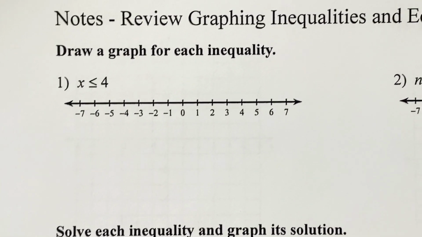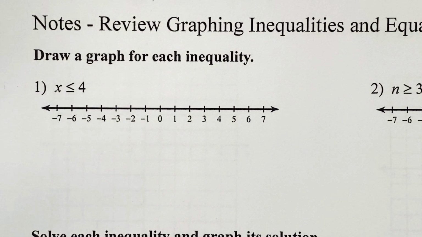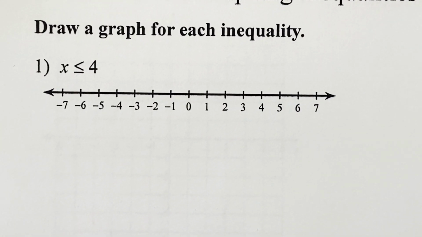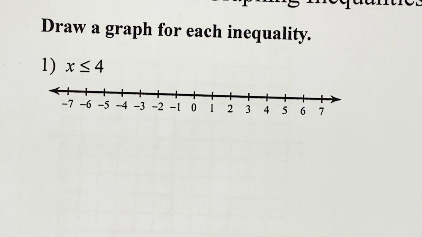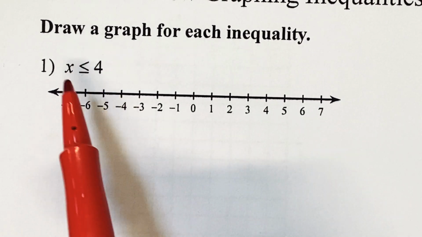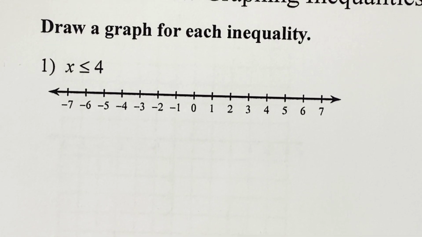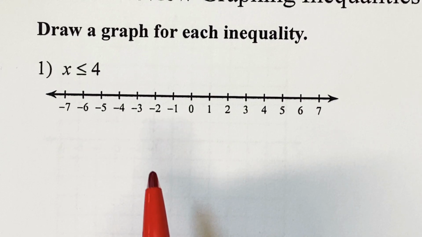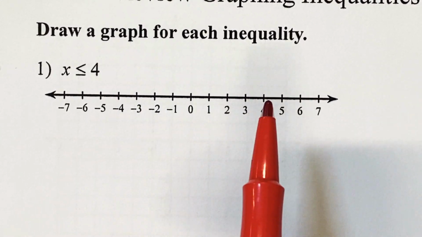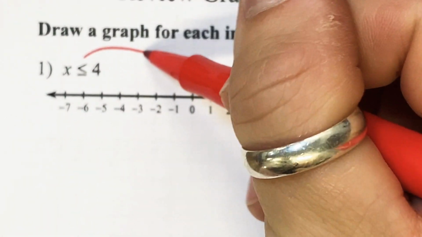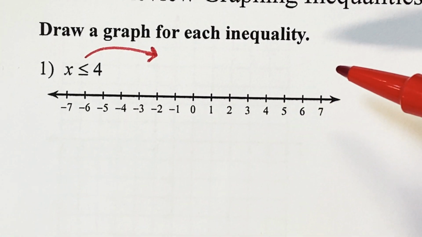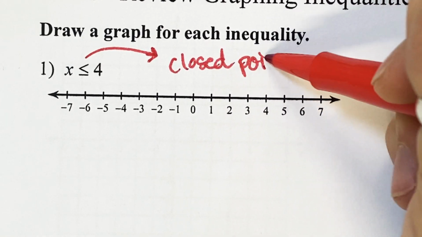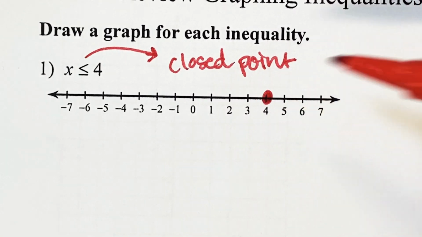Okay, so let's look at number 1. Our directions for number 1 say to draw a graph for each inequality. We can see that our variable is already by itself, so we can go ahead and just graph it. What number on my number line am I going to place my point? At positive 4, right? Is this going to be an open or a closed point based on my sign? It's going to be a closed or filled in point. Okay, so closed point at positive 4.